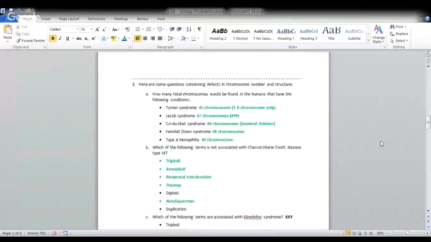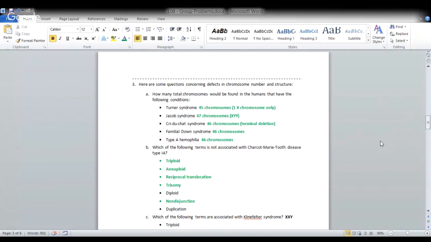And I'm going to do 3, A and B, and then Brady's going to take over after that. So for A, it's just asking for how many chromosomes would be found in certain conditions. For Turner syndrome, we know that we're only going to have one sex chromosome, and it's going to be an X chromosome. And so we'll have 45 total. Jacob syndrome, we're going to have an extra sex chromosome, which is going to be a Y, so it'll be XYY, and so we'll have 47. Cri-du-chat, that's the one where it's got the terminal deletion, so all it's going to do is just remove genetic material, but it's not going to change chromosome count, so it'll just be 46.